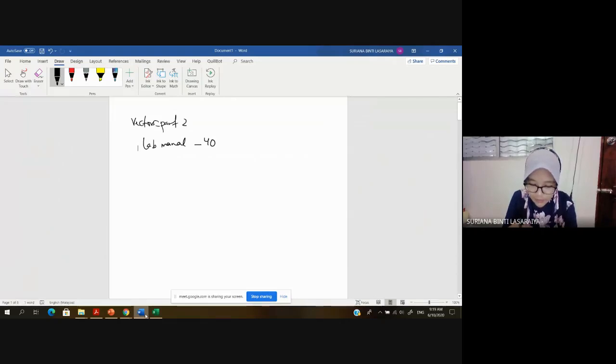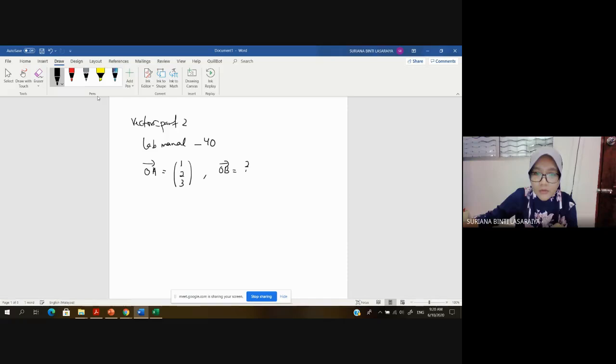So, back to the question in your lab manual, refer to the origin. The point A, B and C have position vector given by, okay, they give you OA. Okay, I can write in the form of column vector. 1, 2, 3. Ini bentuknya column vector. And then you are given OB. OB is 2, 4, 1 kan? And OC is equals to 3, 5, -3.